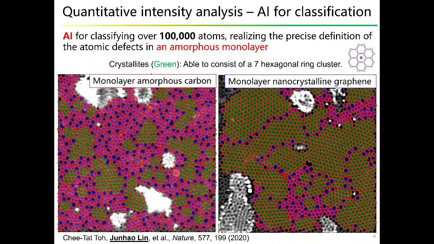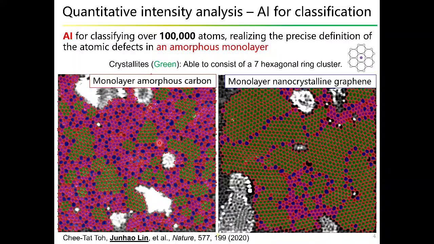So in the monolayer amorphous carbon, you can no longer see the grain, because nanocrystalline graphene has a well-defined grain structure. That is, it is a loop of the grain boundary that can separate each grain, with the hexagonal rings inside, so that we can call it a grain boundary. However, in the amorphous carbon monolayer, we no longer see the grain structure.